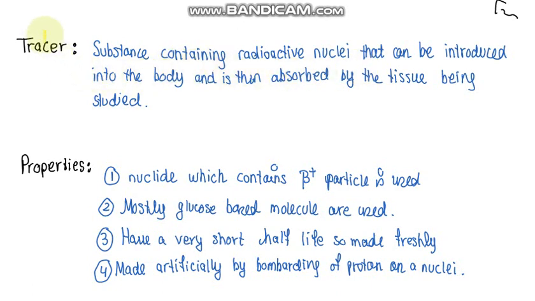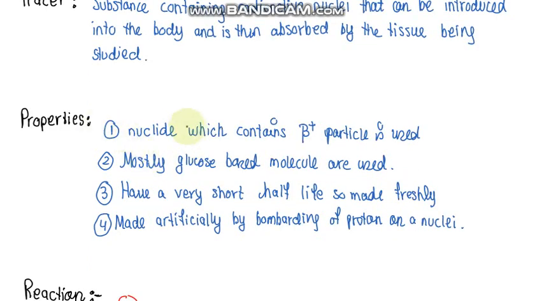So let's start with the definition of tracer. A tracer is a substance containing radioactive nuclei that can be introduced into the body and is then absorbed by the tissue being studied. Properties of the tracer are that a nuclide which emits a beta positive particle is used because we need to interact it with the electron. Mostly glucose based molecules are used because they have a higher absorption rate. The tracer has a very short half-life, so it needs to be made freshly. It cannot be stored.